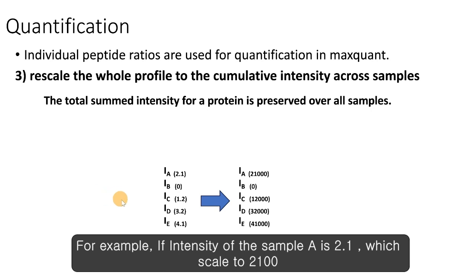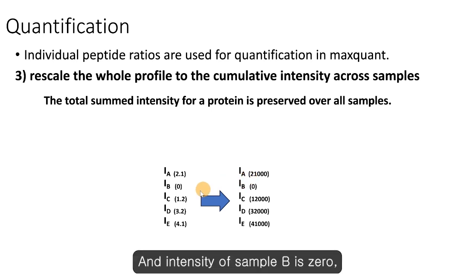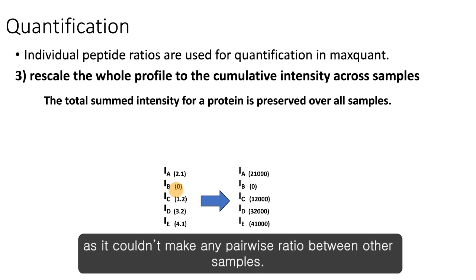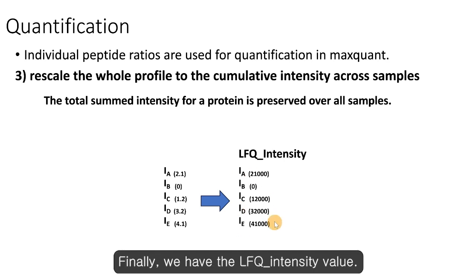For example, if intensity of sample A is 2.1, which scales to 21,000 based on cumulative intensity across samples, and intensity of sample B is 0 as it couldn't make any pairwise ratio between other samples. Same rescaling will be applied to other samples. Finally, we have the LFQ intensity value.